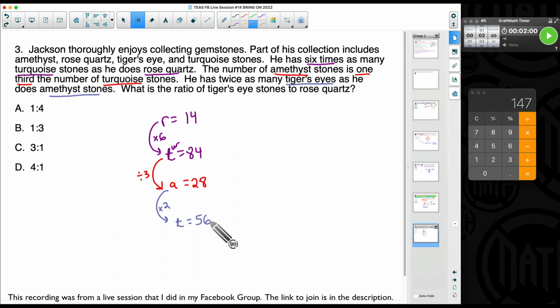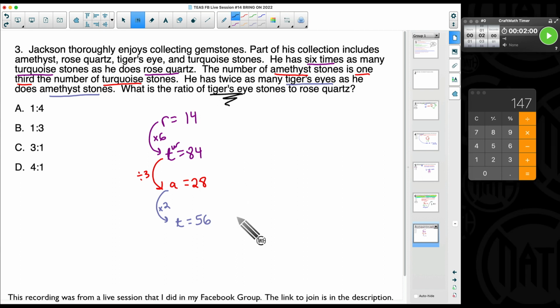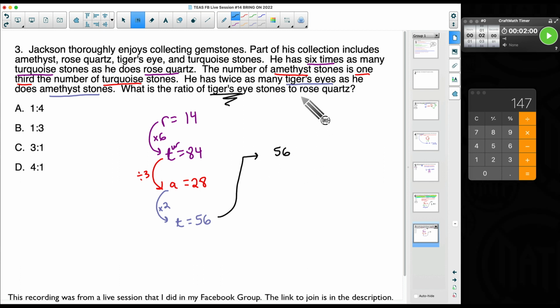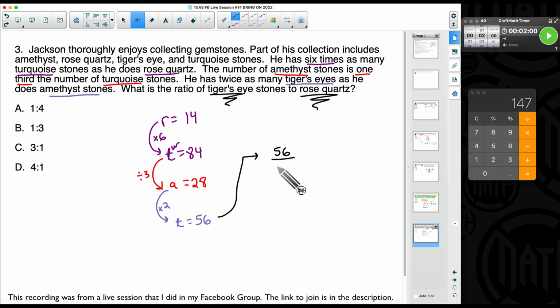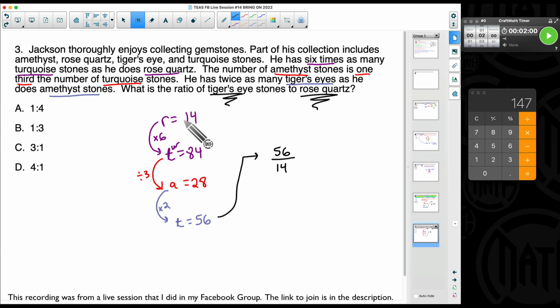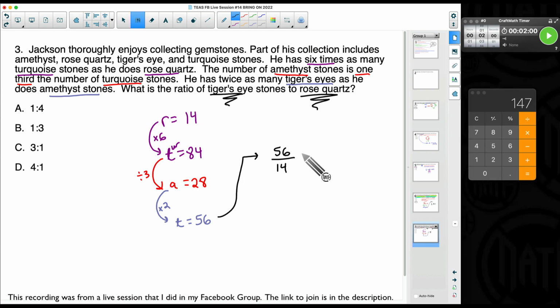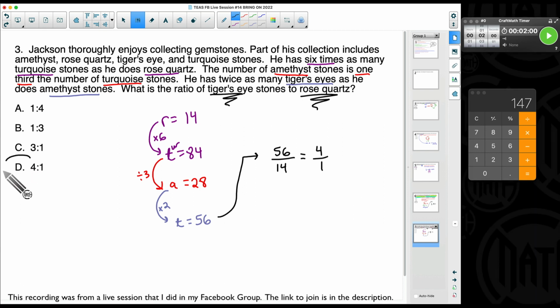And now from here, 56, well, let's make sure we get our ratios right. We want tiger's eyes, so that's going to be 56. Let's write this as a fraction. Let's put our rose quartz at the bottom, which is the 14. And if you take 56 divided by 14, we should get 4, and we do, but when we write this as a ratio, we want to include that 1. 4 to 1 is the ratio there.